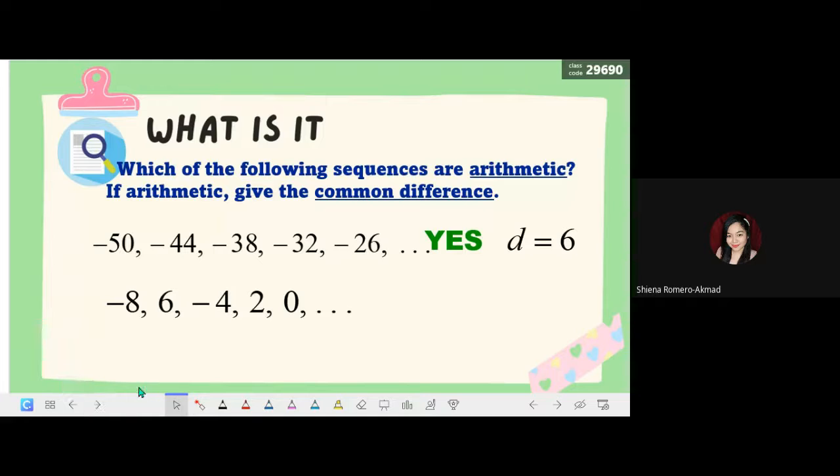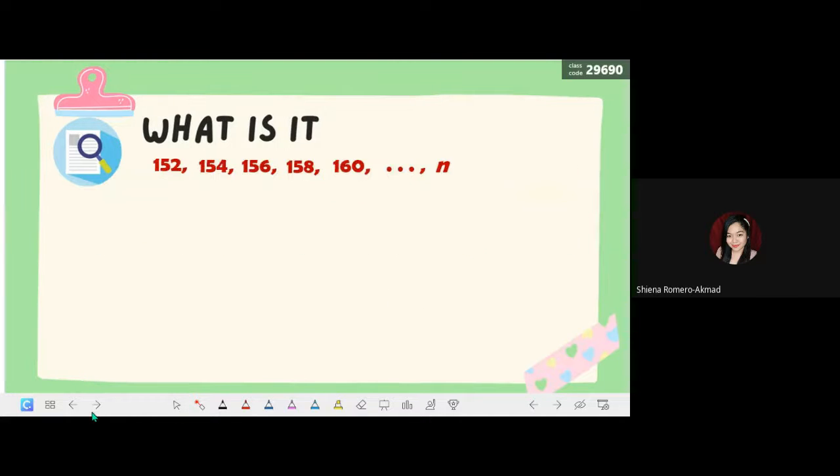Arithmetic sequence pa siya or not? Compute nyo muna lahat ha. Hindi yung umpisa lang. Dapat lahat. Sabi nga ni Ferran ko, it is not an arithmetic sequence, kasi wala silang common difference. Pag sinabing common, pare-pareho. Okay?